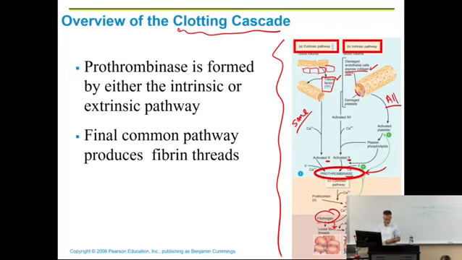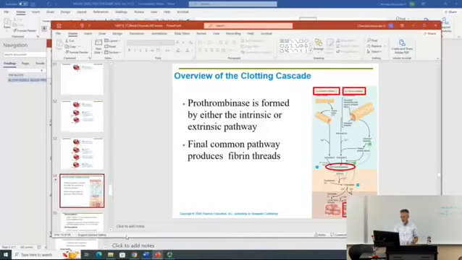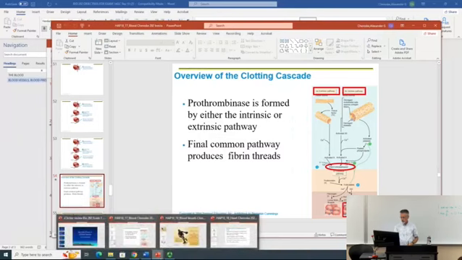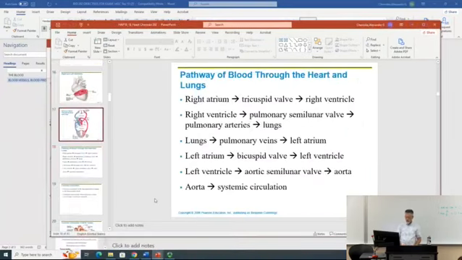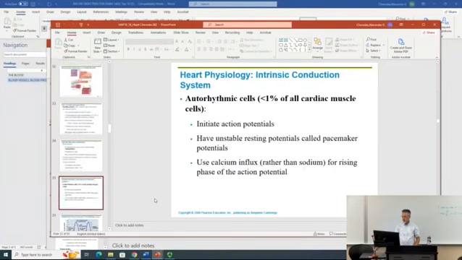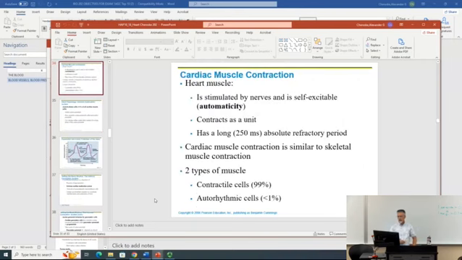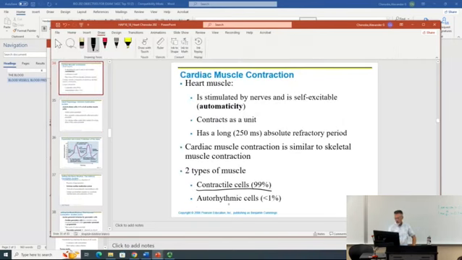Okay. So then we were also asking about, in the heart, we were talking about those action potentials. And so that's a bigger topic as well. We discovered that there were two different types of muscle cells, right? So we have our cardiac muscles, which are the contractile cells, and then we have the autorhythmic cells. Two different types of cardiac muscle cells.